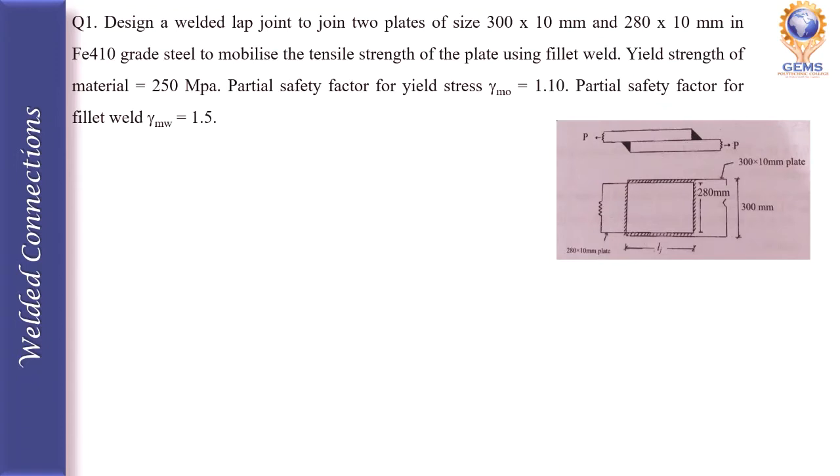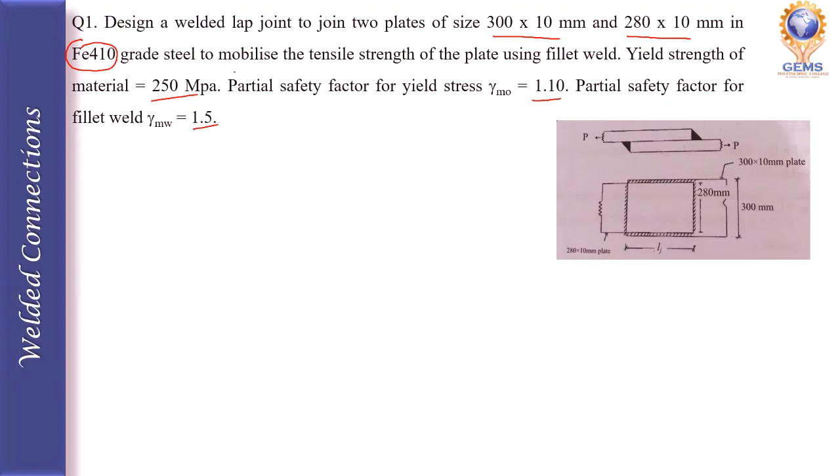Question. Design a welded lap joint to join two plates of size 300 by 10 mm and 280 by 10 mm in Fe 410 grade steel to mobilize the tensile strength of the plate using fillet weld. Yield strength of material is 250 MPa. Partial safety factor for yield stress is 1.10 and partial safety factor for fillet weld is 1.1.